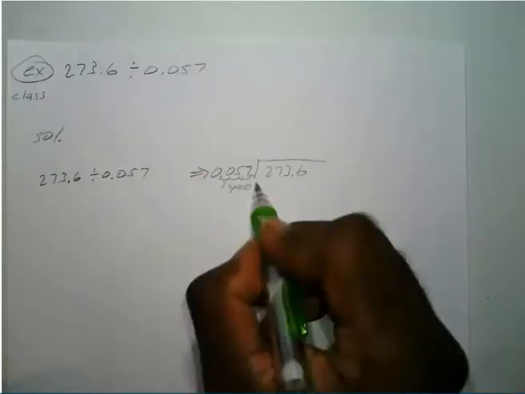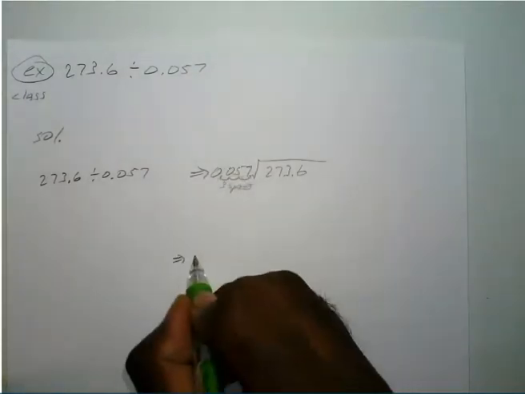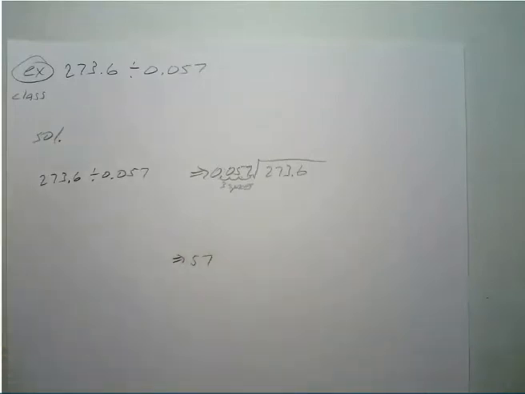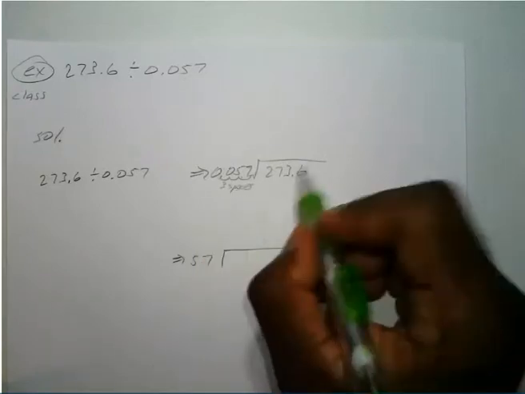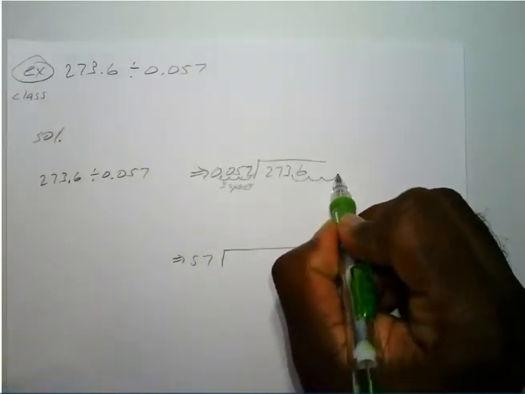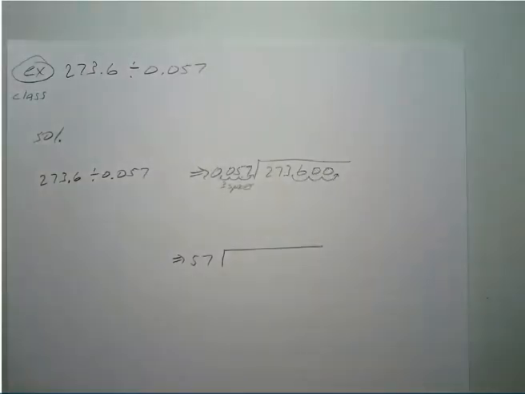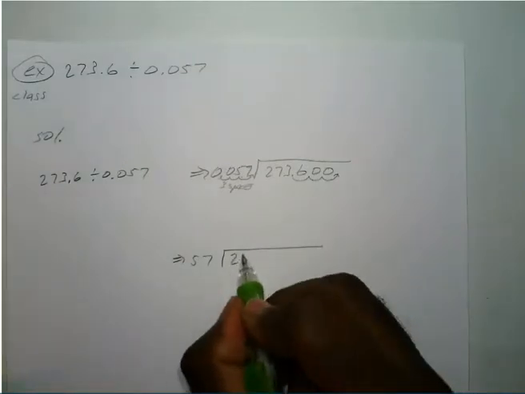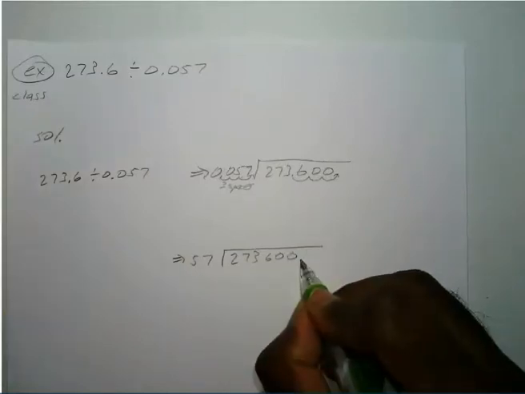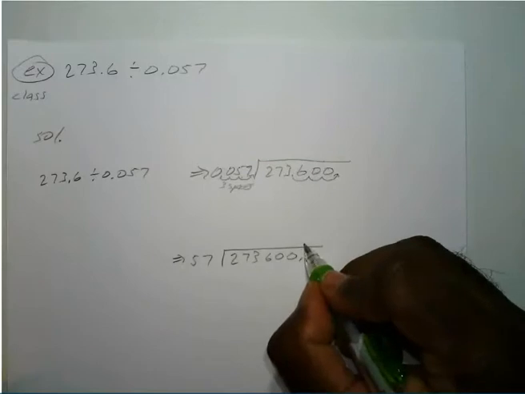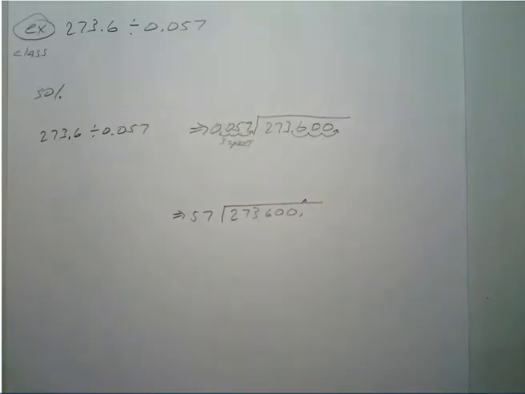Okay, so 0.057 is just 57 when you move the decimal all the way to the right. So since we move it 3 spaces here, we move it 3 spaces here. 1, 2, 3. Okay, so we just fill the spaces there with zeros. So we have 273,600. And the decimal is right on the end after we moved it. So we go ahead and move that right up there. And we go ahead and we start our division.